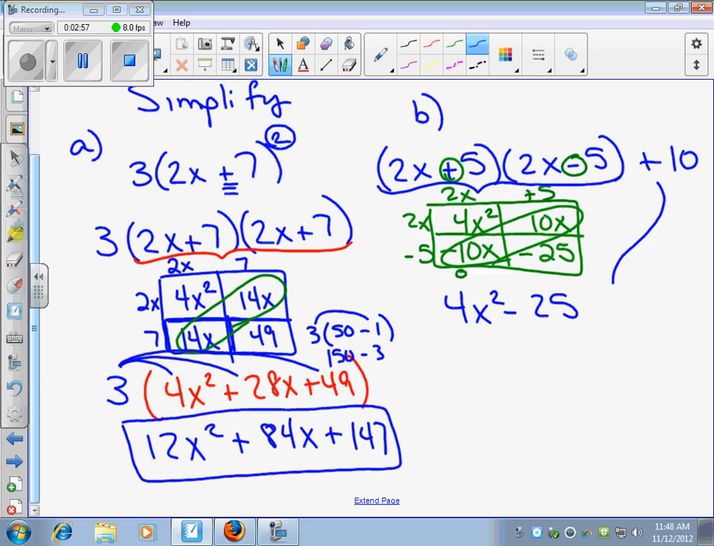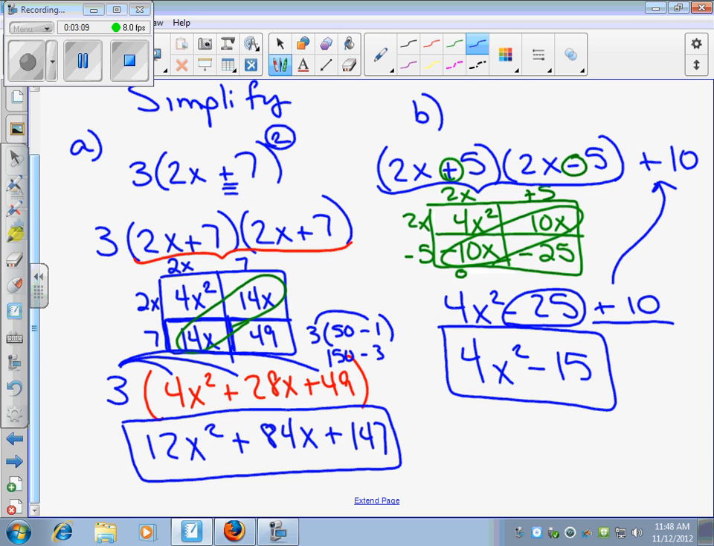But then remember, I still have that plus 10. Remember that the sign that you use goes in front of the number. So I'm going to combine those: 4x squared minus 15. That's my final answer. That's all I can do with that one. And you can see checkpoint number 3 for more examples on that.